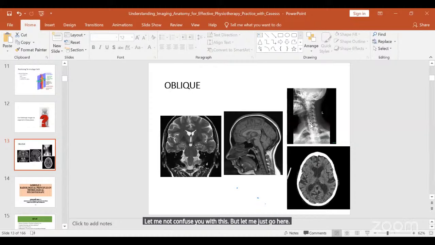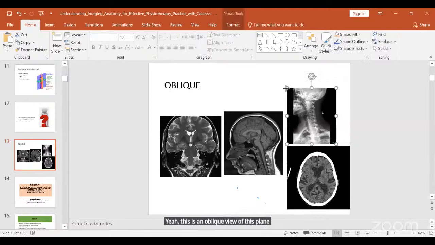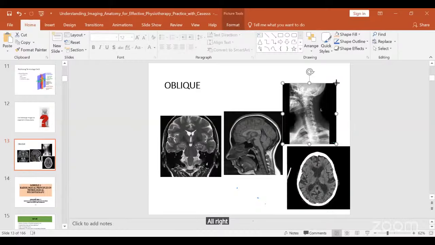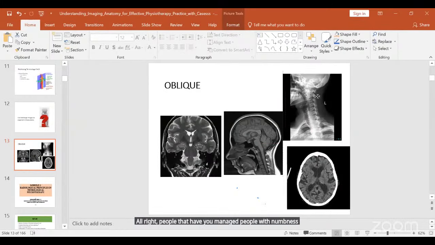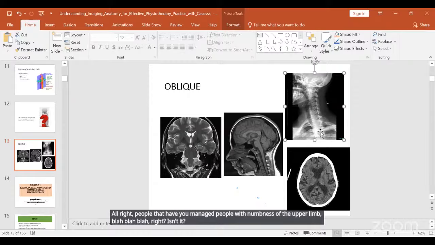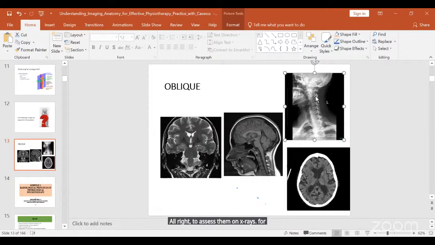Here, this is an oblique view of this plain X-ray, cervical vertebra. People that you manage with numbness of the upper limb, right? Isn't it? Yes, sir. We assess them on X-rays for us to see the neural foramina. Look at the neural foramina. We don't see them in the normal AP projection or lateral projection. We only see them in what? The oblique projection. So we should be able to have this distinguishing feature.